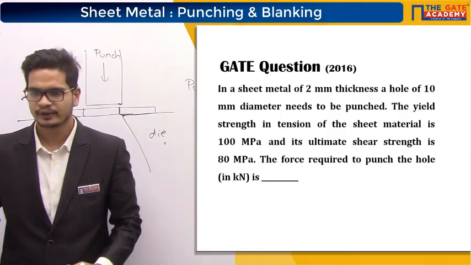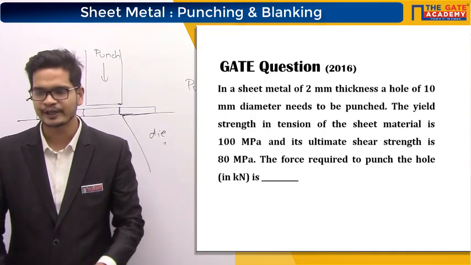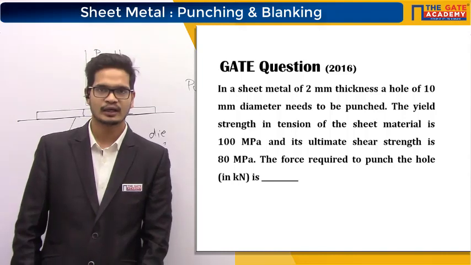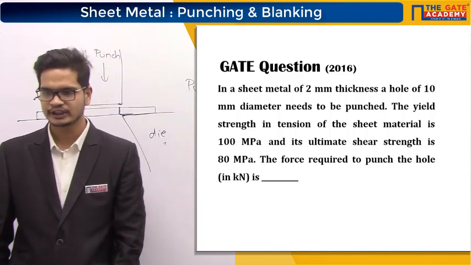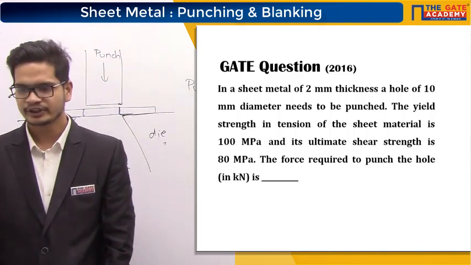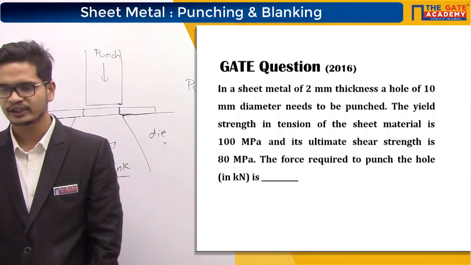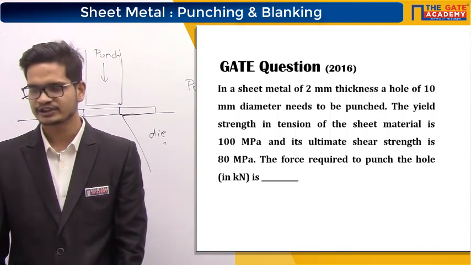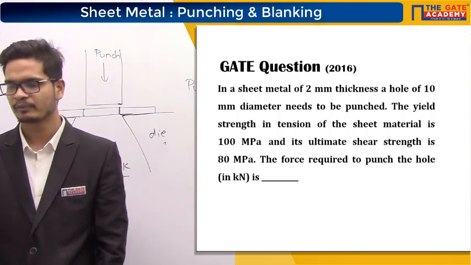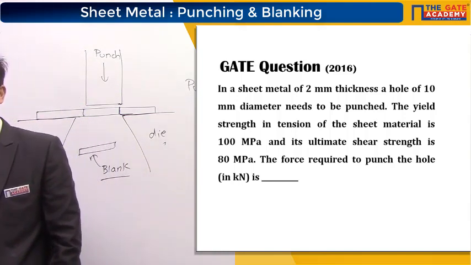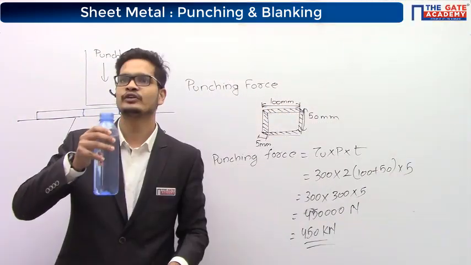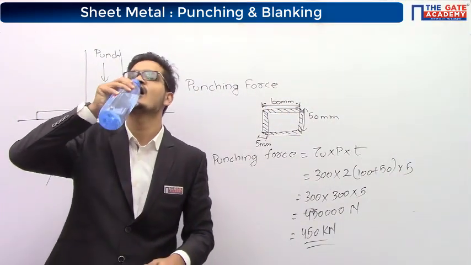Try this question. In a sheet metal of 2 mm thickness, a hole of 10 mm diameter needs to be punched. The yield strength in tension of the sheet metal is 100 megapascal and its ultimate shear strength is 80 megapascal. The force required to punch the hole is? What is the answer for this question? Right, 5402 is the right answer.